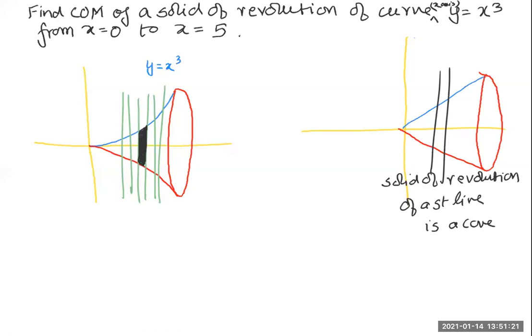Very nice. No, 4 did not come. I don't think so. This is x, this is dx. So the x coordinate of center of mass will be given by integral x dm divided by integral dm.